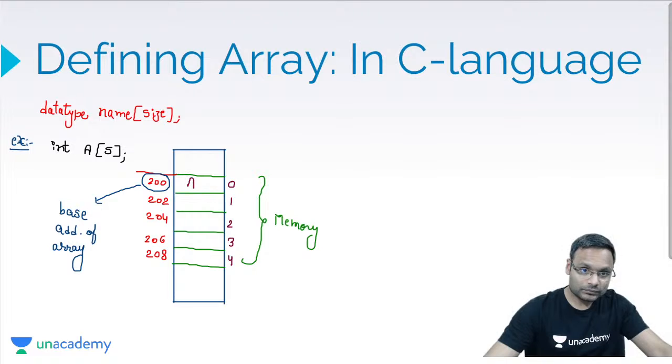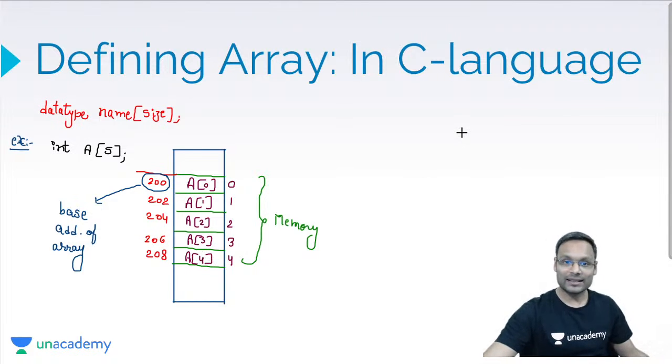Array name and in the square bracket 0. That's how you access the element. Array name, index of that element. Array name in the square bracket, index of that element. Like this way you can access.